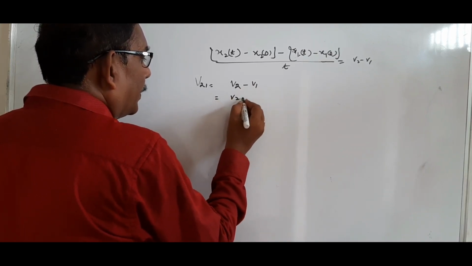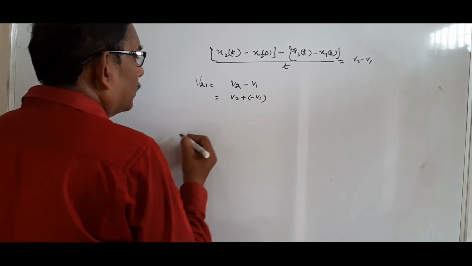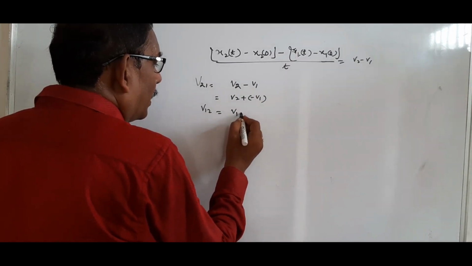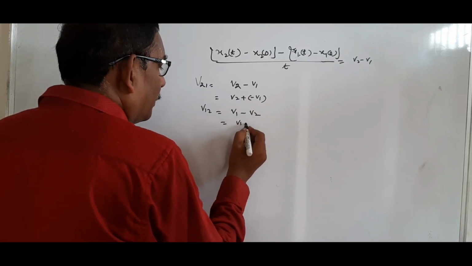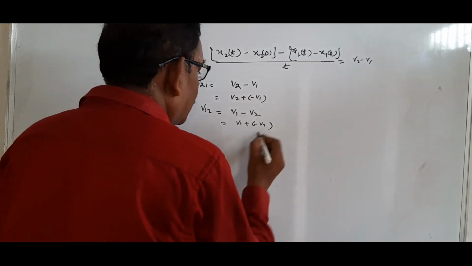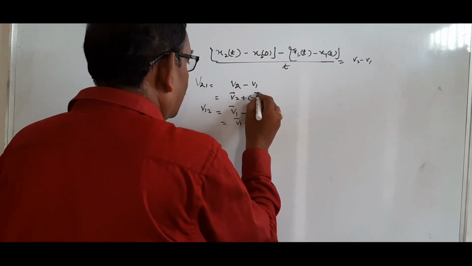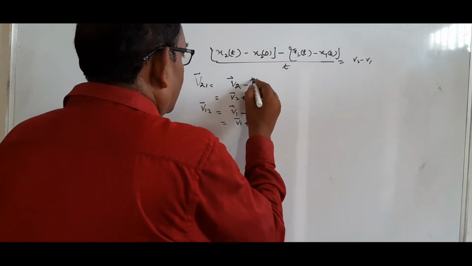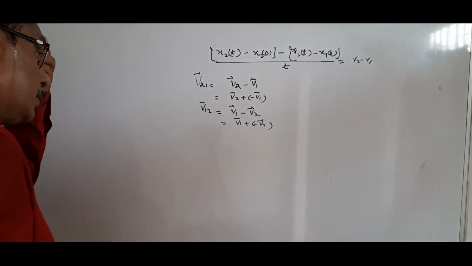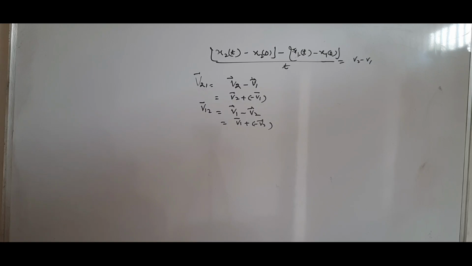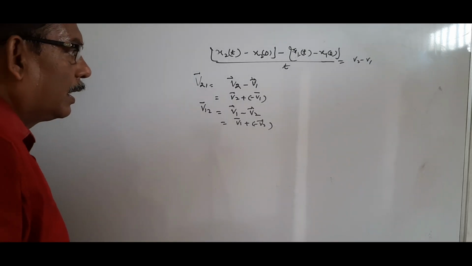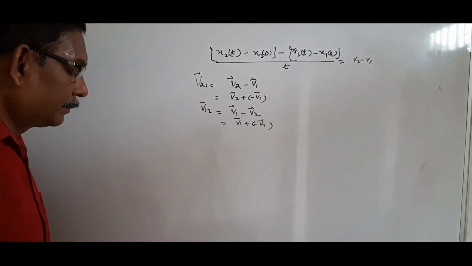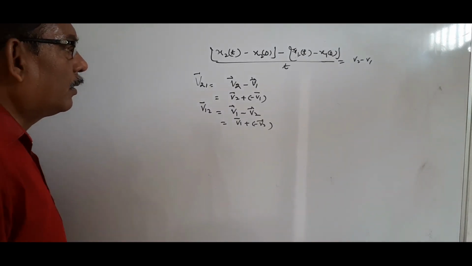Similarly, v12 is v1 minus v2, the velocity of 1 with respect to 2. Clear? So in this way you determine the relative velocity of a body with respect to another body. This is all about relative velocity.